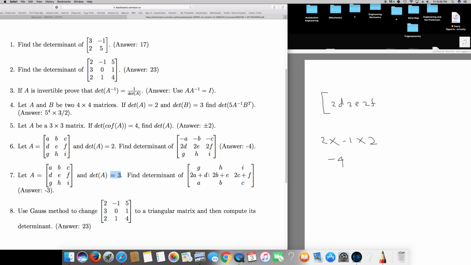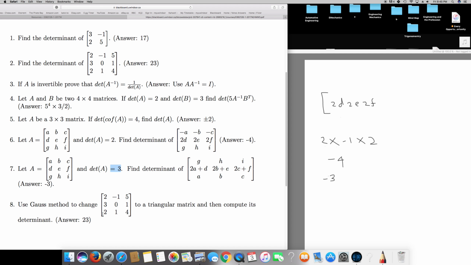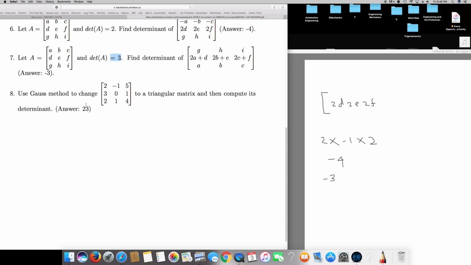Every time we swap, the sign changes. If I swap one more time, it will become positive. If I swap another time, it will become negative. So it will keep changing as much as you switch. In this case, it's swapped only one time, so it's going to be negative 3. And the final one is asking, use the Gauss method to change it into a triangular matrix, then compute its determinant.